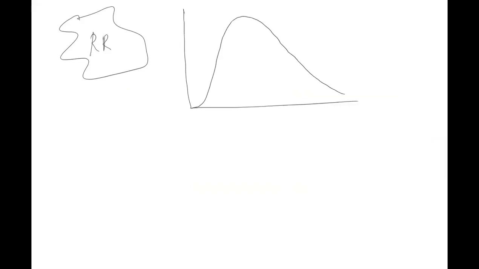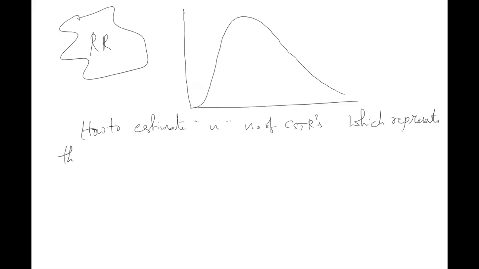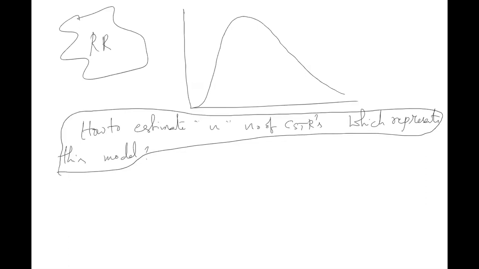How to estimate the number of CSTRs which represents this model? How do you calculate? Generally, we do it by the trial and error method. You have the equation for n CSTRs in series.